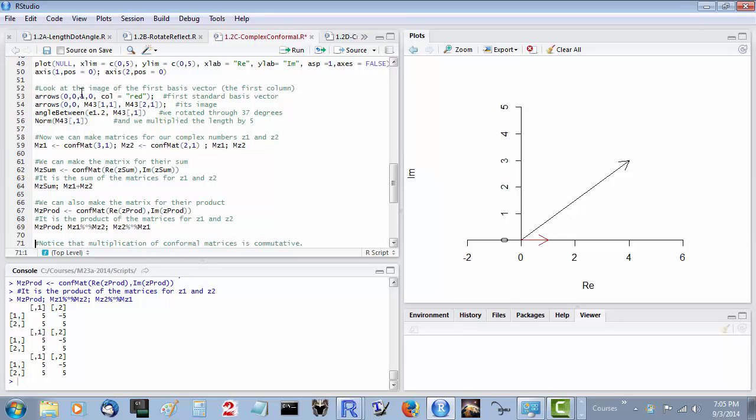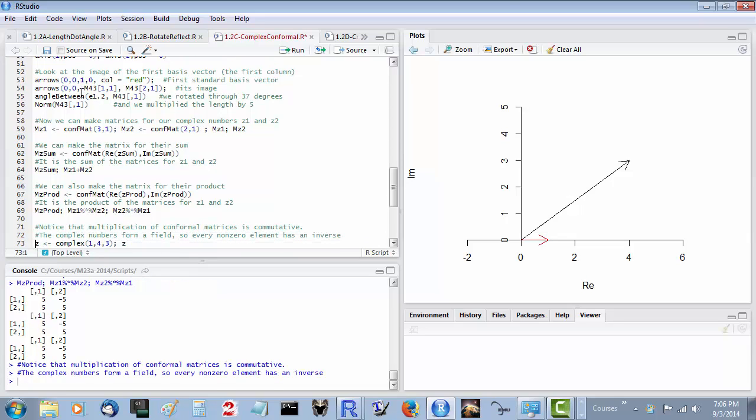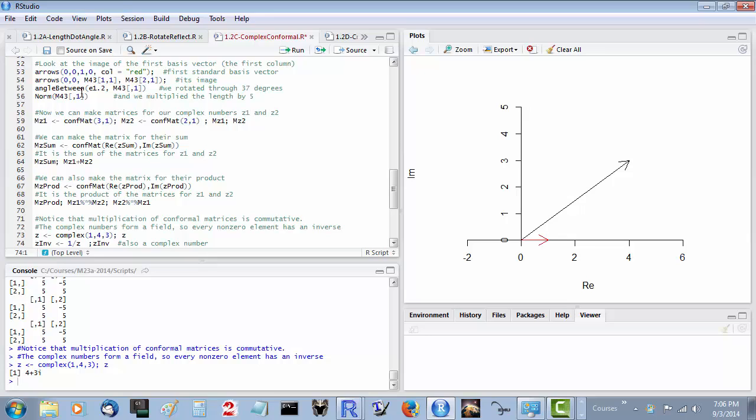What's more, remember that in general, matrix multiplication is not commutative, but in this case, we get the same answer no matter what order we use for the two matrices. If you look above, you'll see that I multiplied the two matrices mz1 and mz2 in two different orders, and I got the same answer. In fact, this is the one non-trivial case where matrices actually form a field.